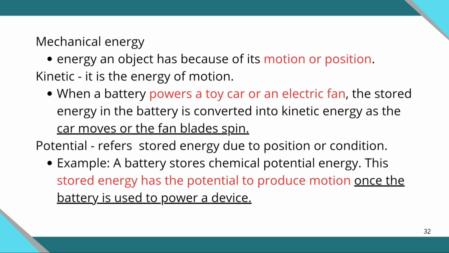And second is the potential energy. It refers to a stored energy due to position or condition. For example, a battery stores chemical potential energy. This stored energy has the potential to produce motion once the battery is used to power a device.